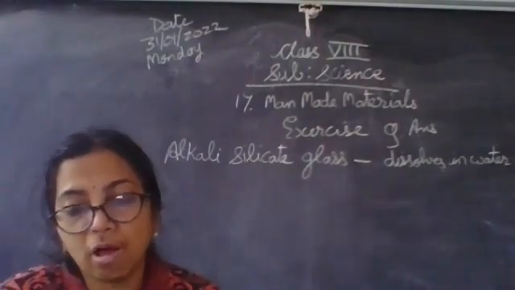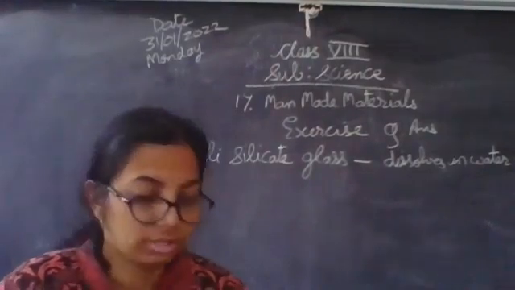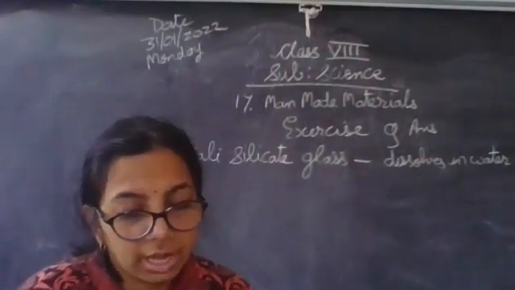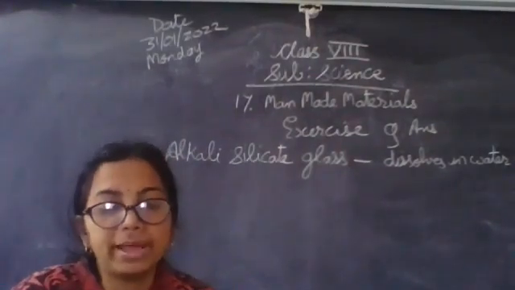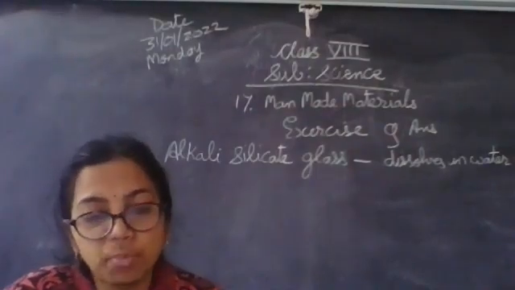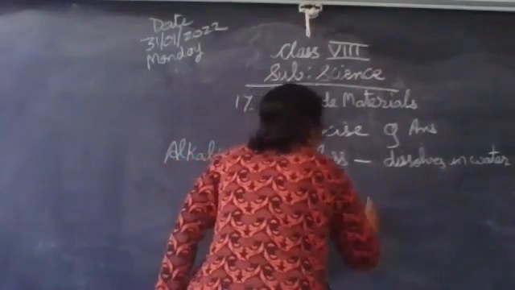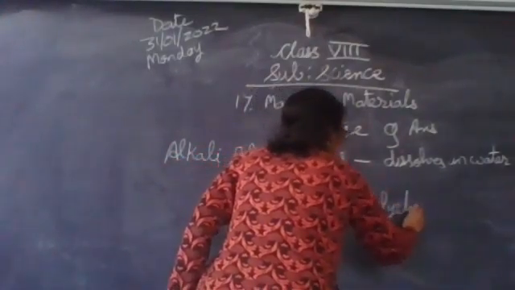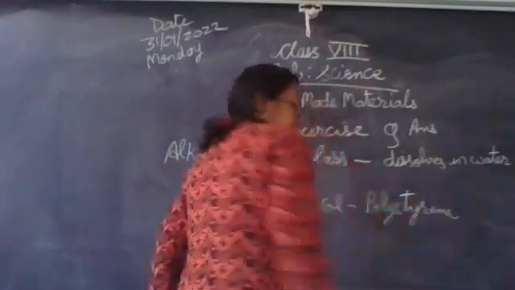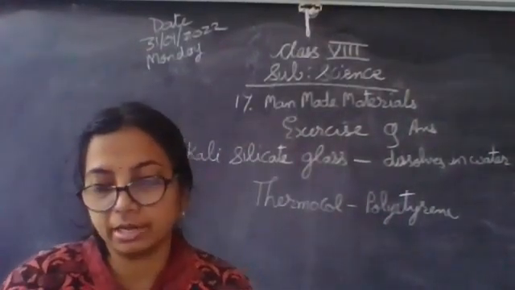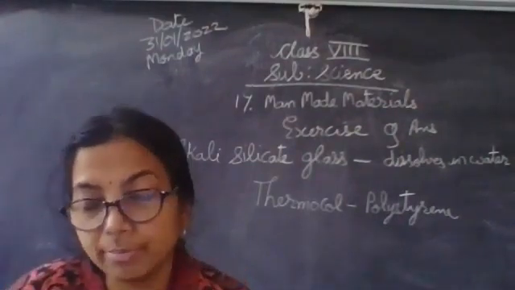Thermocol is produced from which material? What material is used in the production of thermocol? Actually, thermocol is a form of complex material that we call polystyrene. So polystyrene is the material with which we are making thermocol.